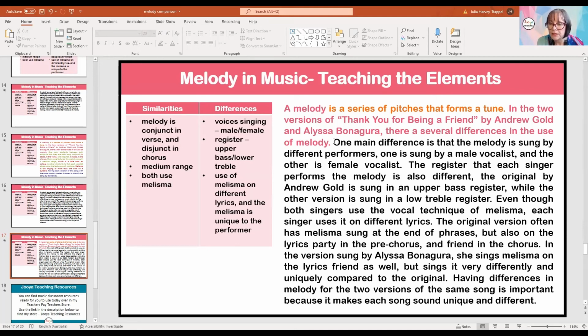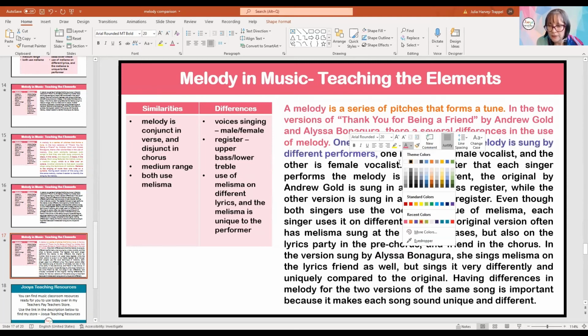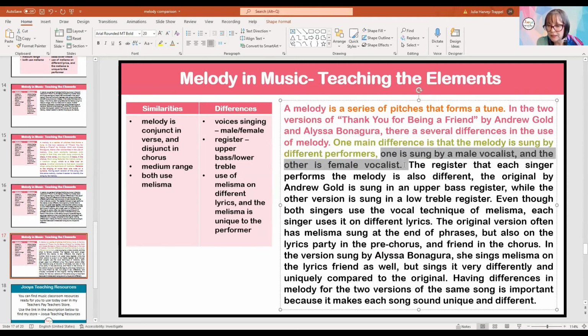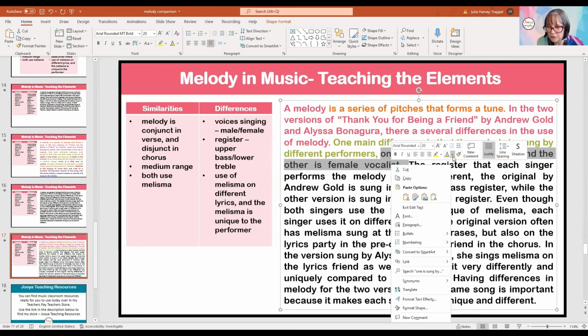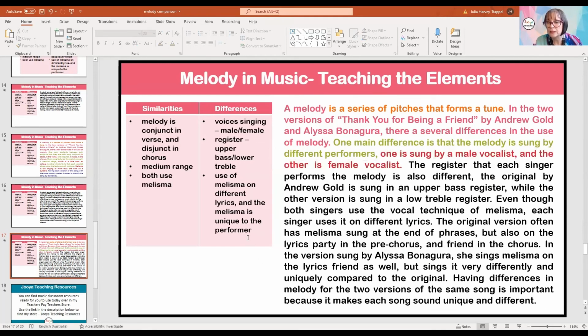So one main difference is that the melody is sung by different performers. So that is our sample. And then this information here is the in-depth information, the fact that we're talking about that there's one male, one female vocalist singing the melody. The register that each singer performs the melody is also different. Again, another sample.